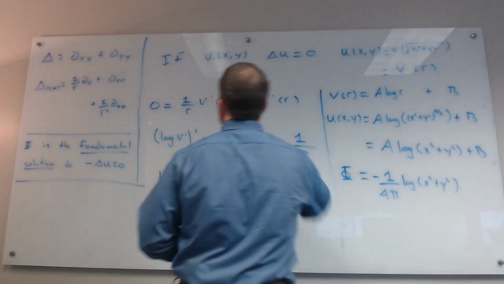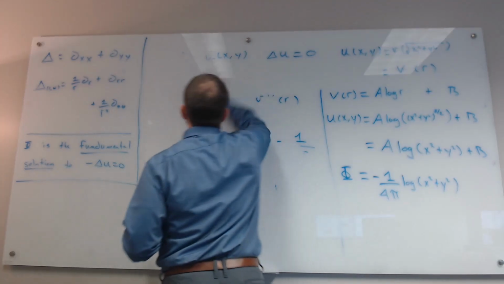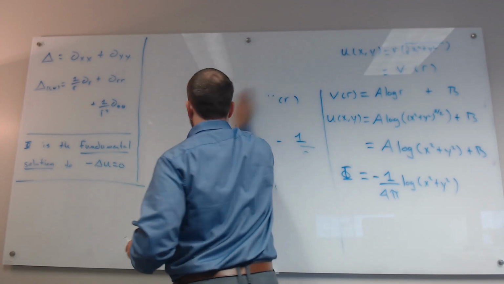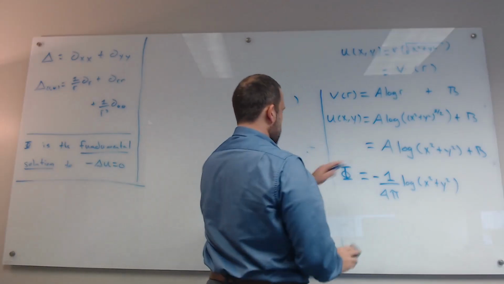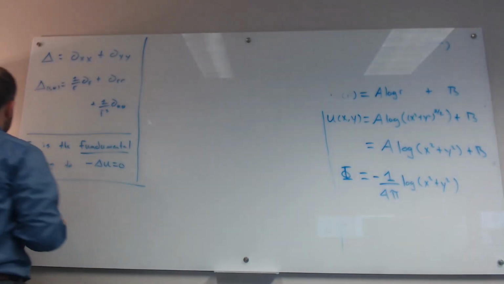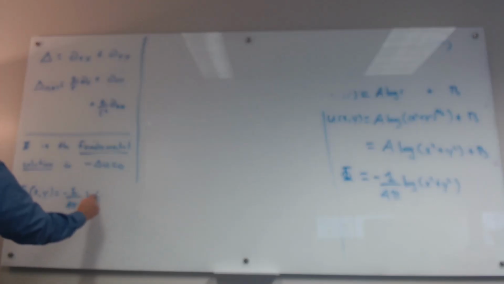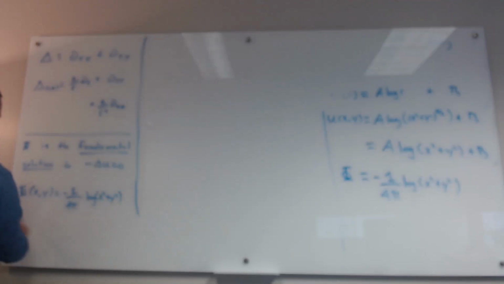Now here's what we're going to do with the fundamental solution to Laplace's equation. If I do a finite sum of these guys right here, let me just remind you, let me restate what phi is. Phi of xy is equal to minus 1 over 4 pi log of x squared plus y squared.